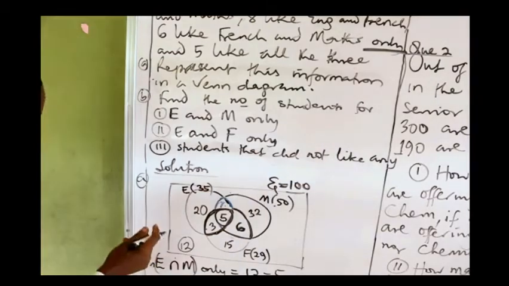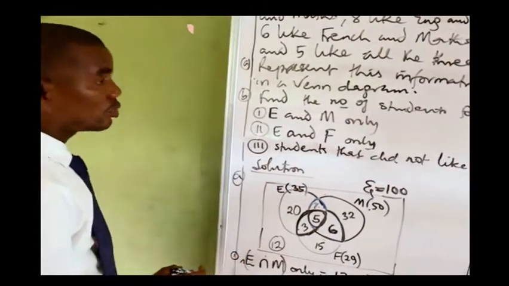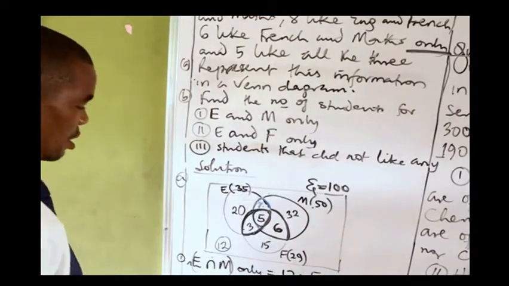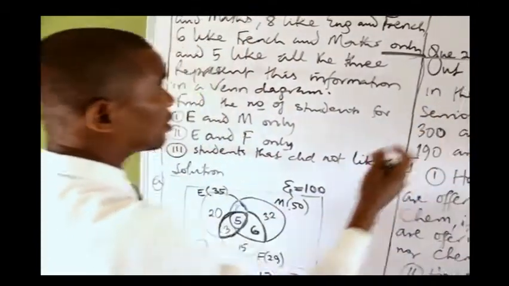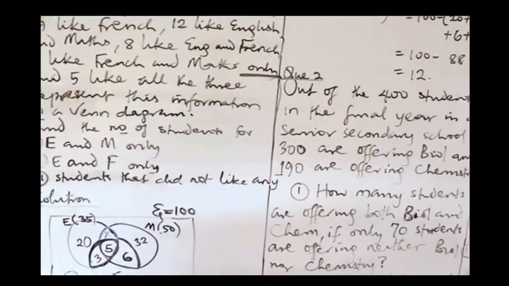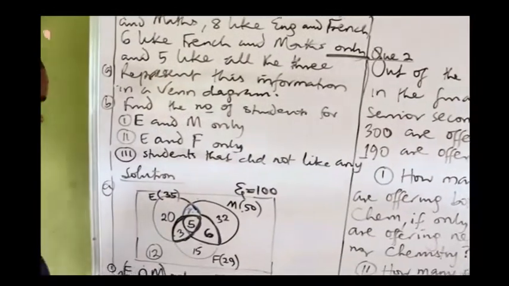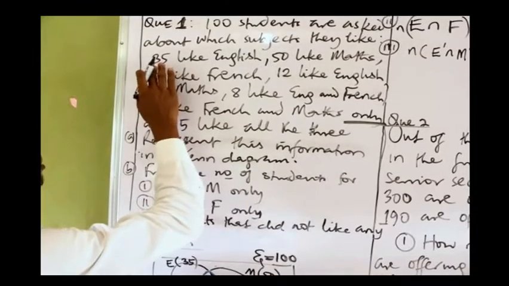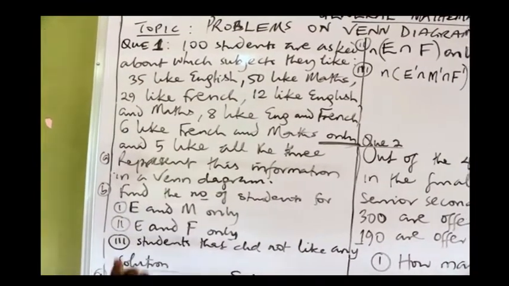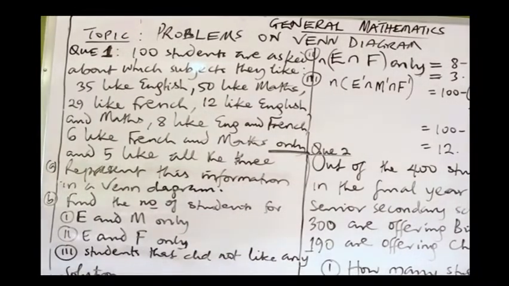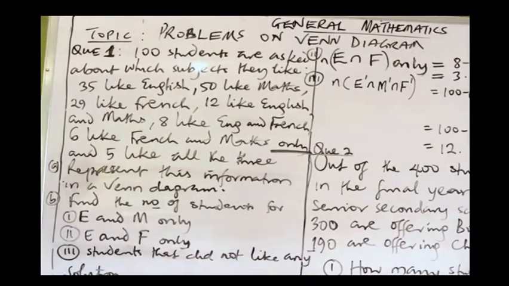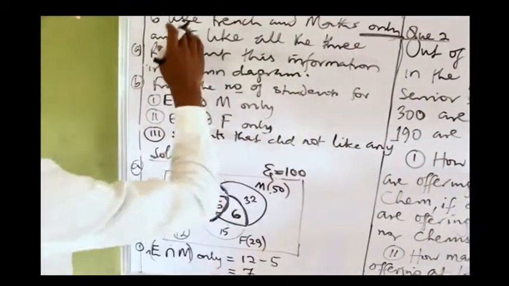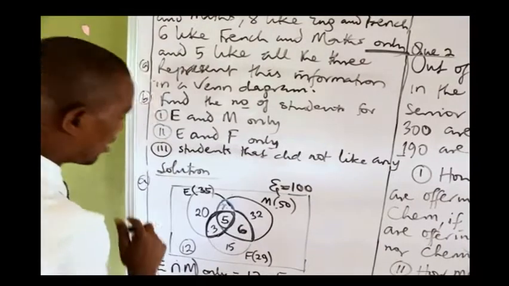Now, if I want to get only the people that like English, all these workings that I did over here are the things that I explained to you before. The people that like English are 35, as given, but part of them still like mathematics, part still like French. So for only English, let me repeat myself, the people that like English are 35 in number.